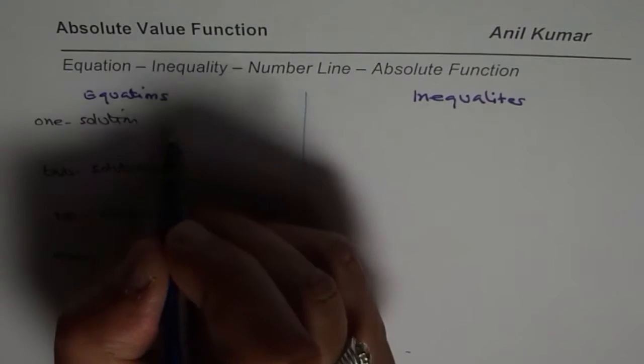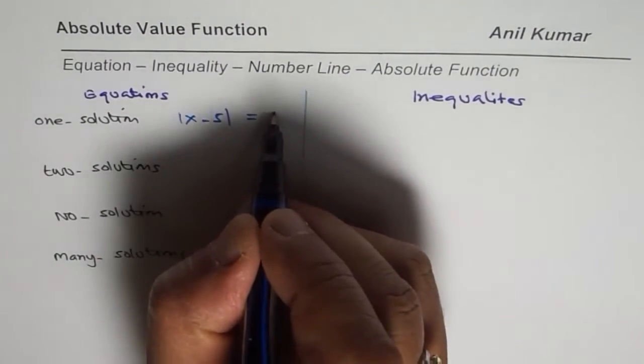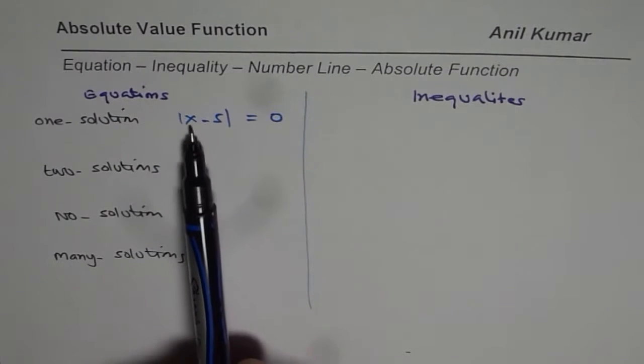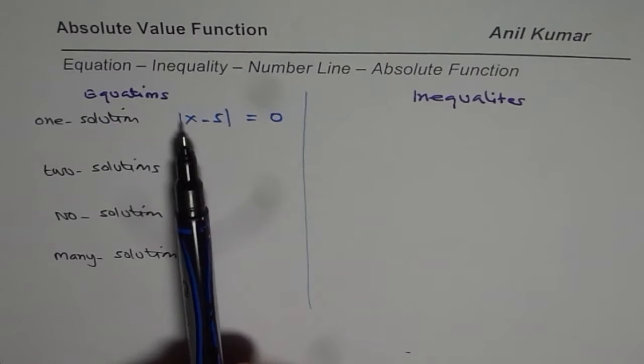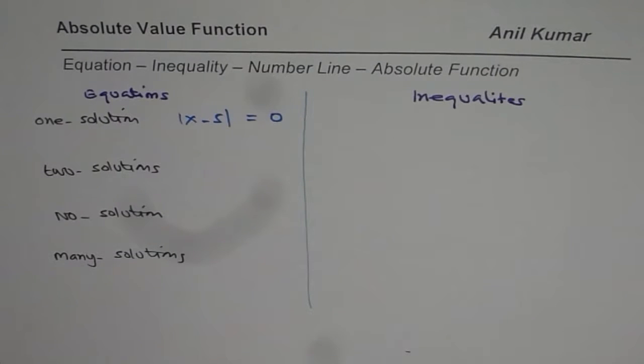One solution. If I write absolute x minus 5 equals 0, in that case, the only value which satisfies this particular equation is 5. So x equals 5 is the solution and is the only solution, correct? So that is how we get one solution.